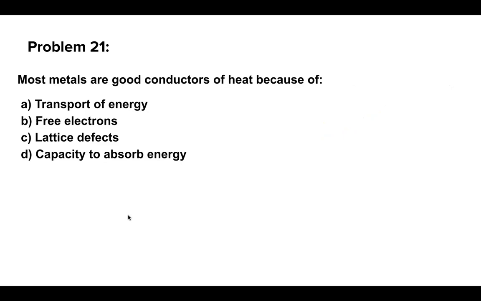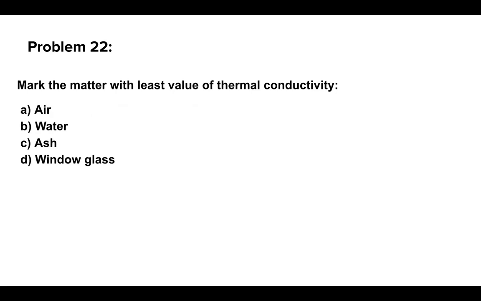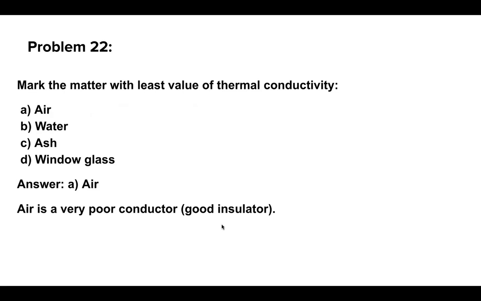Now, most metals are good conductors of heat because they have free electrons. That is what makes metals good conductors. Now, I think this is the last question. Mark the material which has the least thermal conductivity. Air, because we usually consider air to be a poor conductor, a good insulator.